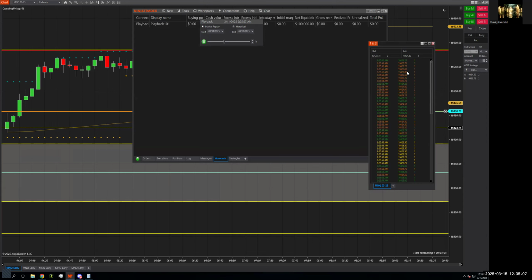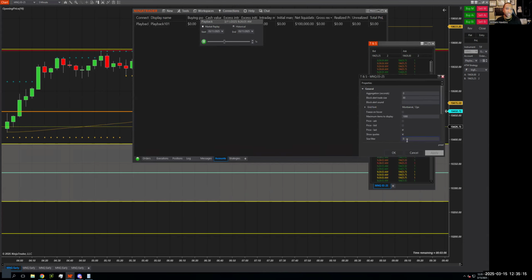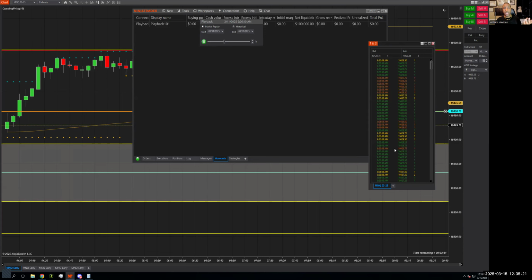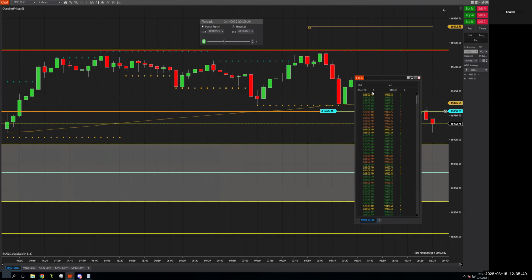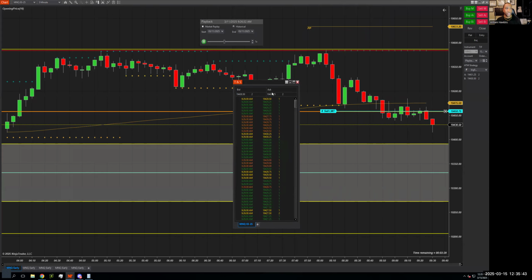This is time and sales. They are showing you every trade, and you could change it. You go to properties. I have mine set to a size filter of 10 because I only want to see if somebody's doing 10 or more contracts. But if you place a trade, I'll see you pop up with one contract, two contracts. This is how you see everybody that's trading. It's basically like a receipt. So you can see everybody's receipt that's trading.